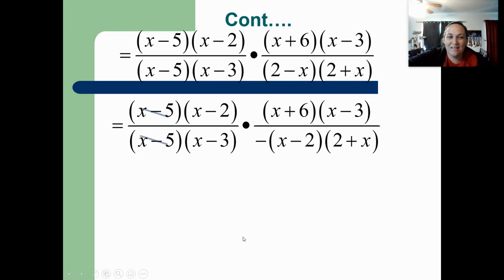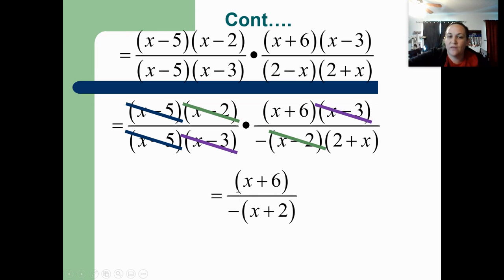All right, we can start canceling now. So I have my x minus 5s, my x minus 2s can now cancel, and my x minus 3s can cancel. And again, for the final answer, make sure that you put that negative sign in the front. Do not distribute it. Leave it factored.